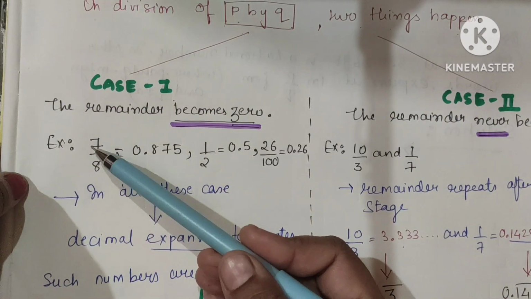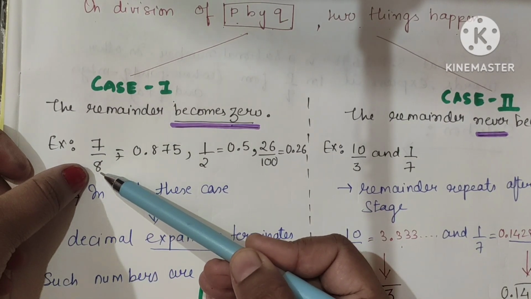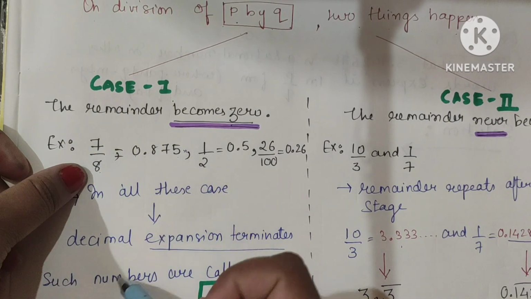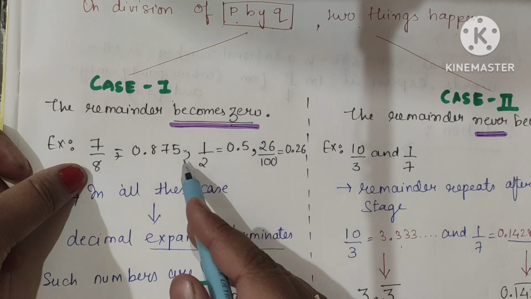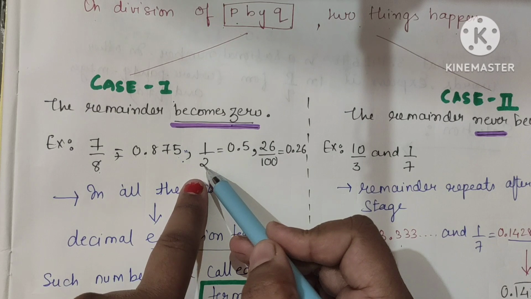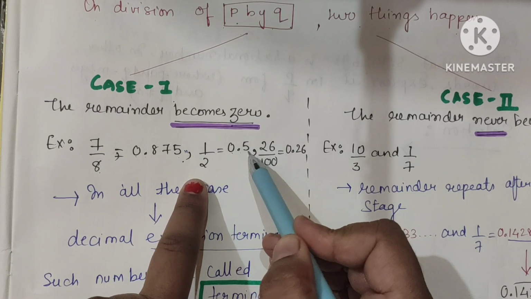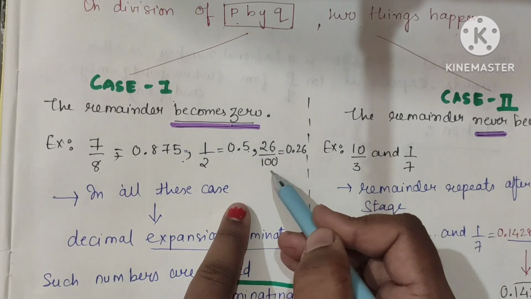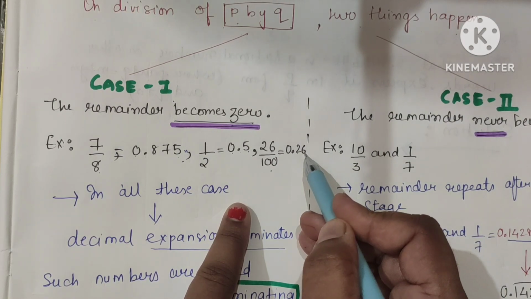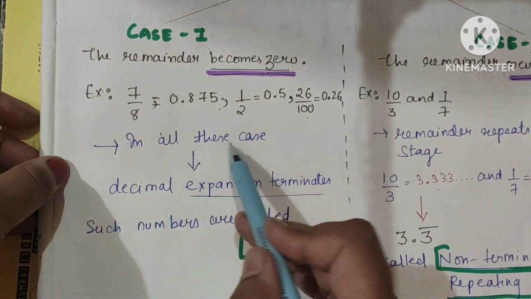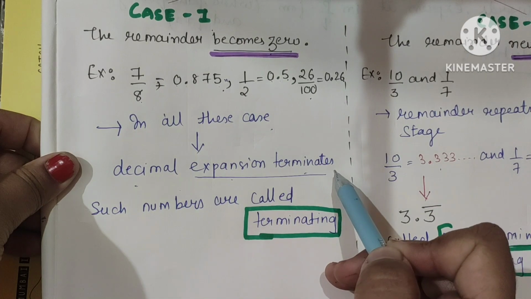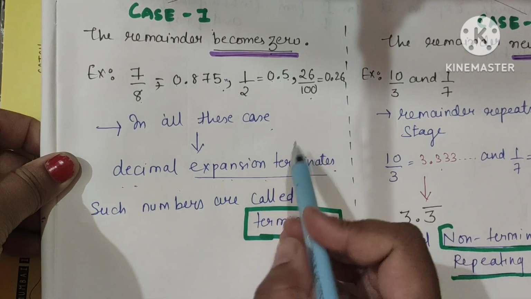The examples are 7 upon 8, 0.875. Here the remainder will become 0 at certain point. 1 upon 2, that is 0.5. 26 upon 100, that is nothing else but 0.26. In all these cases, the decimal expansion terminates.